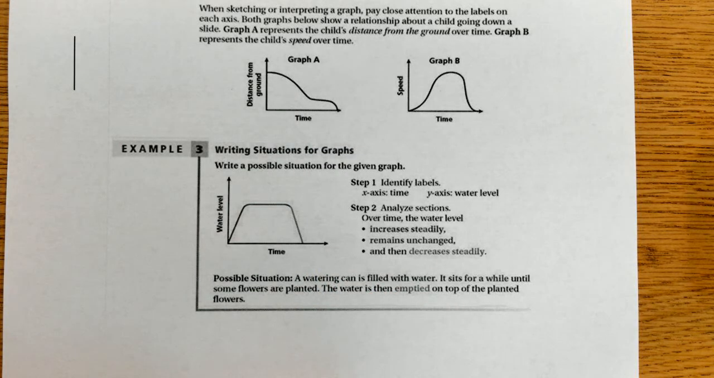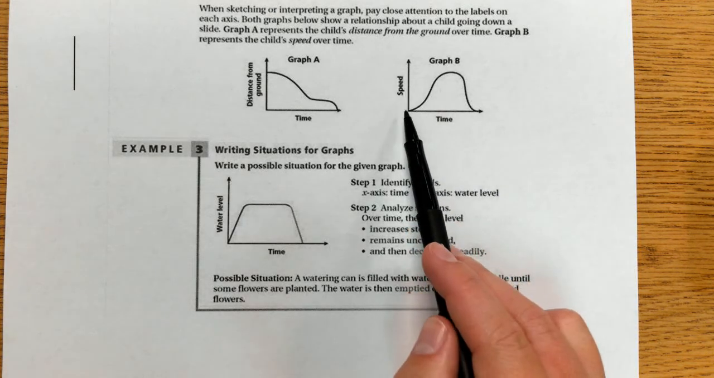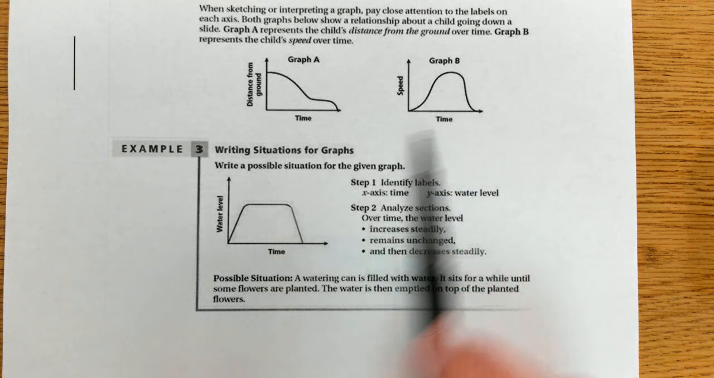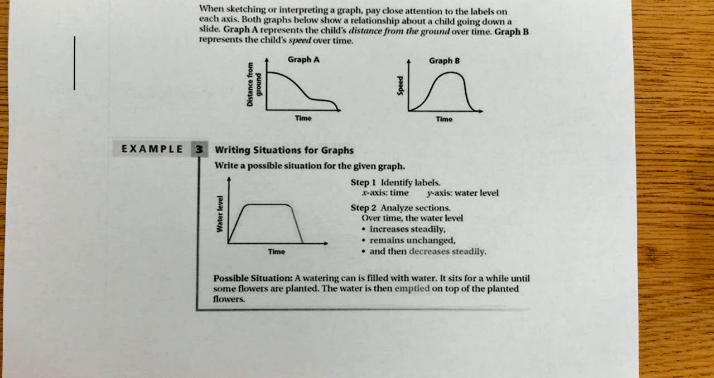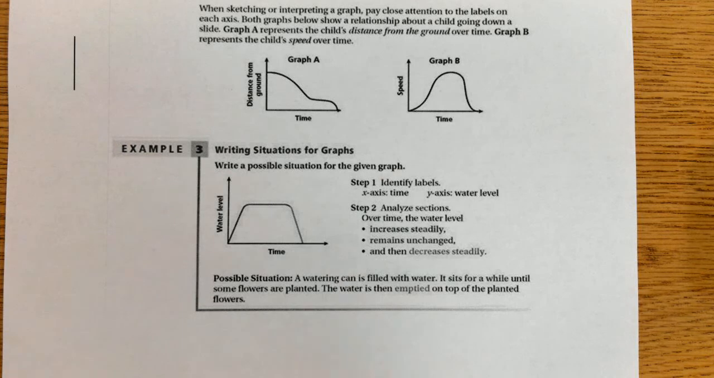Then graph B represents the child's speed over time. So we have time increasing and then speed. So you start off slow, then you pick up, and then you slow down when you get to the bottom of the slide. Okay? So in example 3, we're going to be writing situations for graphs. There are many different possible situations or scenarios that you can come up with for these examples, so you can really get creative sometimes. So here it says, write a possible situation for the given graph.